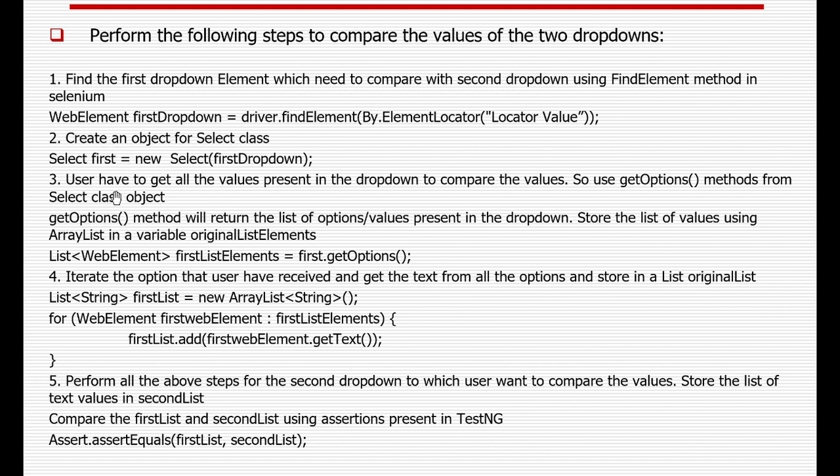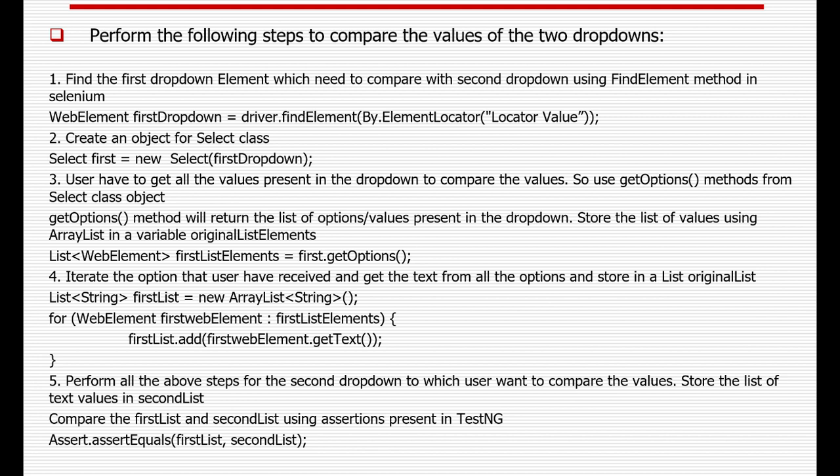Then third, with the help of getOptions, whatever method is available in the Select class, you have to store all the list of values using an array list into a variable. Then you need to iterate those options, okay, whatever you have received. And you need to get the text from all the options and store it into another list, right? So I'm storing it. Similarly, you need to perform the same steps 1 to 4 for the second drop down list.